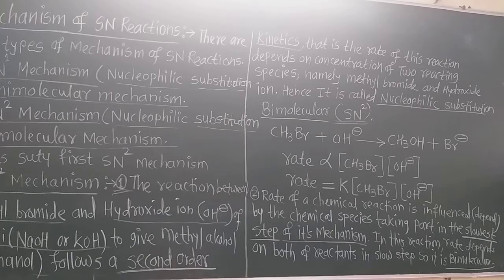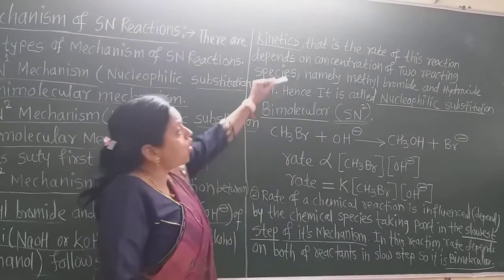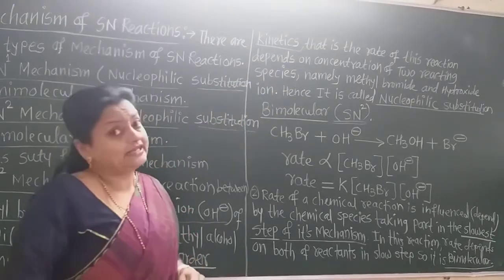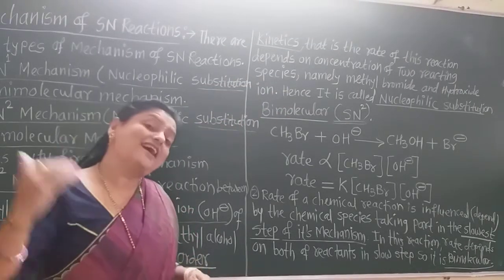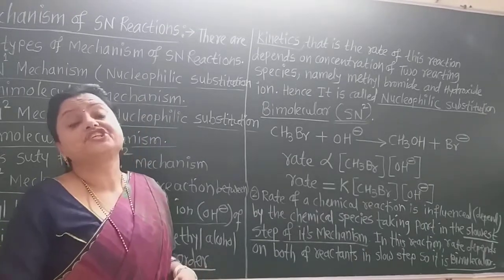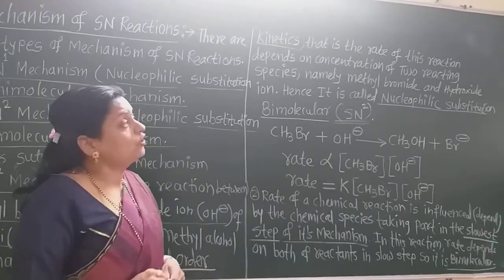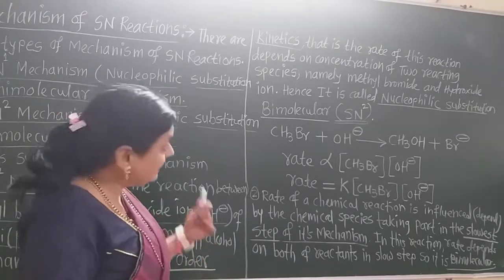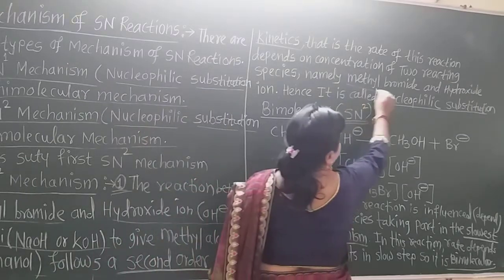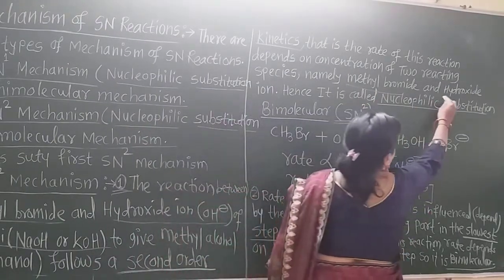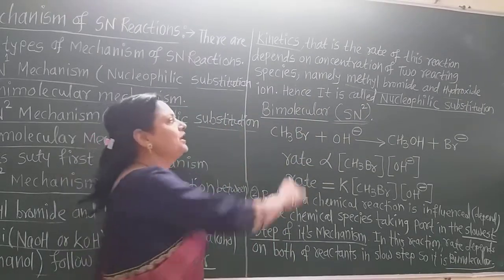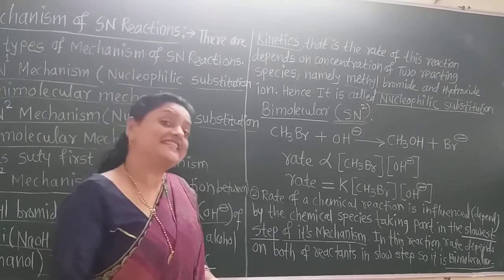In this reaction, the rate of the reaction depends on the concentration of two reacting species, that is methyl bromide and the hydroxide ion. On both concentrations the rate depends. So the rate of this reaction depends on the concentration of two reacting species, namely methyl bromide and hydroxide ion. And therefore, hence, it is the nucleophilic substitution bimolecular reaction, that is the SN2 reaction.